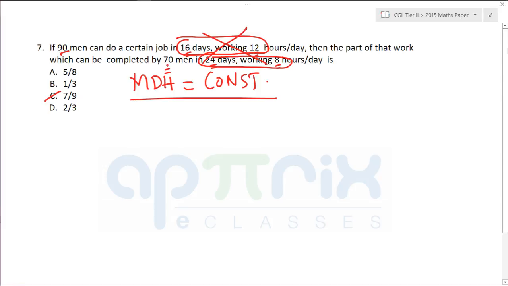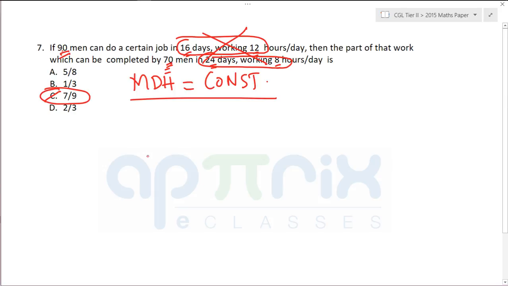So here it is 70 men, here it is 90 men. So if 90 men did the complete work, 70 men will do 7 by 9 of the work because the other two factors are eliminated. The product was the same, right? Hope it is clear that you can easily do it.